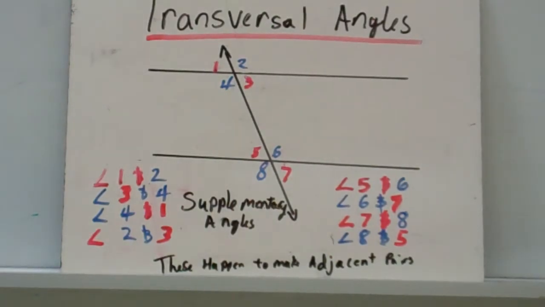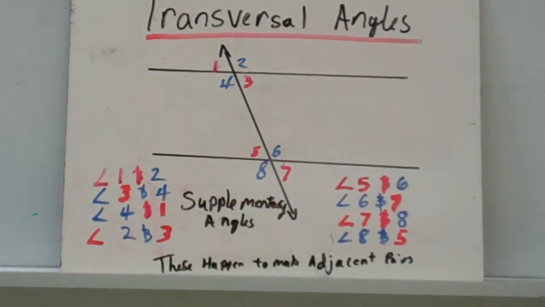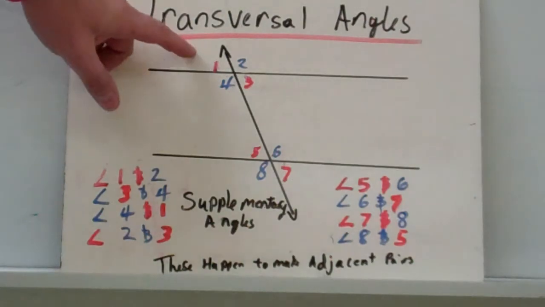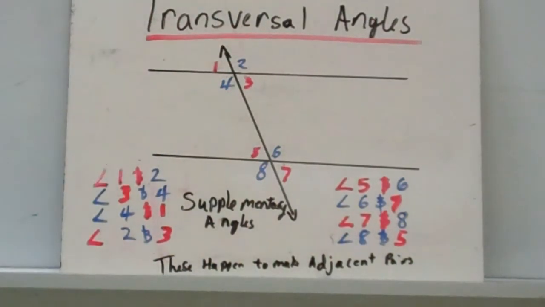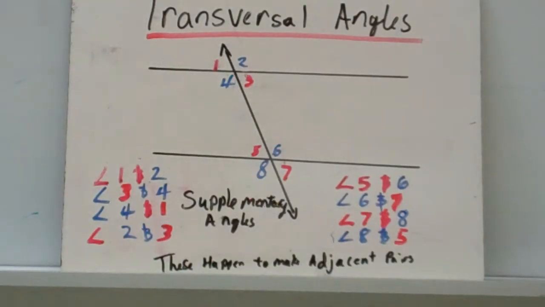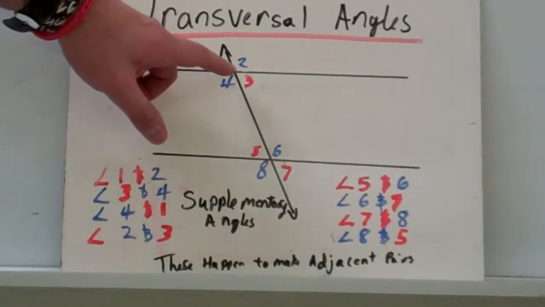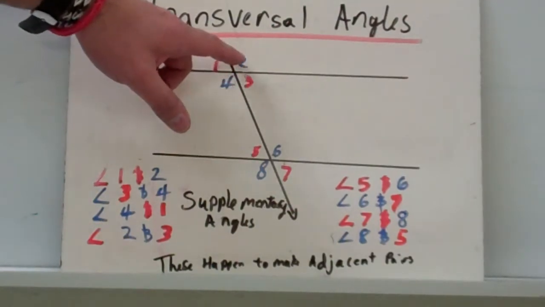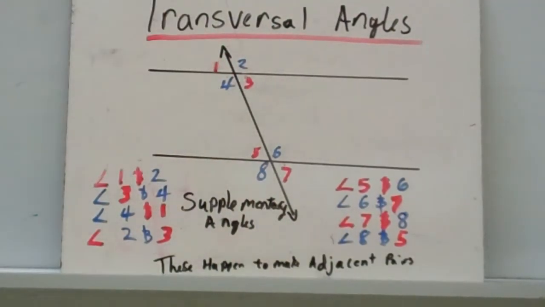So we know that supplementary angles equal 180 degrees. And we know that these angles here, like angle 1 and angle 2, are next to each other. They are adjacent angles in this case as well. The sum of the measures of angle 1 and angle 2 will equal 180 degrees. The same thing with angle 3 and 4, and then 2 and 3, and then 1 and 4.